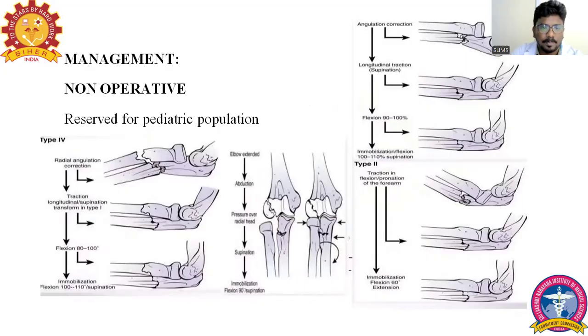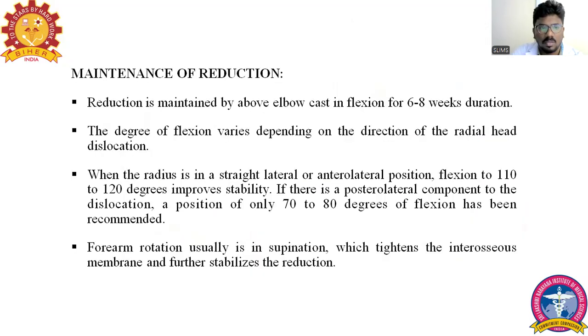As you can see, the first one is an anterior or anterolateral fracture. In the image given, therefore, we give 100 to 110 degree of flexion along with supination of the forearm. In case of posterior, as you can see in the second picture, we are giving a flexion of 80 to 90 degree, sufficient to maintain the reduction of the fracture. And the period of maintenance is 6 to 8 weeks, and periodically it should be checked after 2 to 3 weeks whether there is any unstable radial head leading to dislocation again.